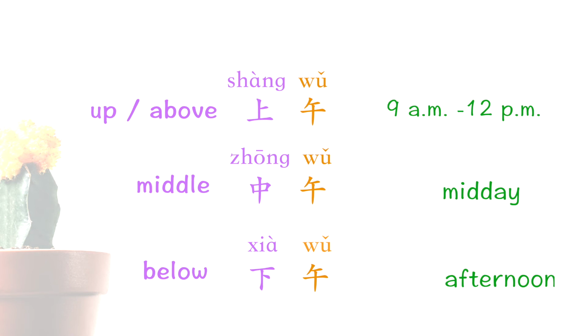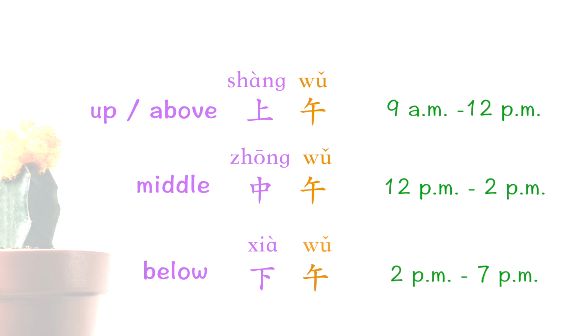中午 middle, noon. Unlike noon in English, 中午 is a period of time, commonly considered from 12 PM to 2 PM. 下午 below noon, afternoon, around 2 PM to 7 PM.